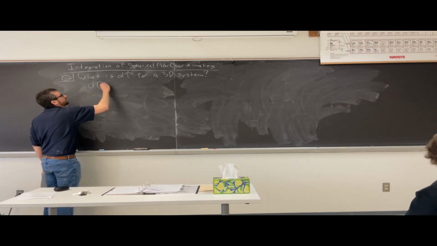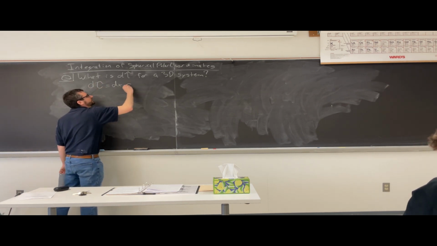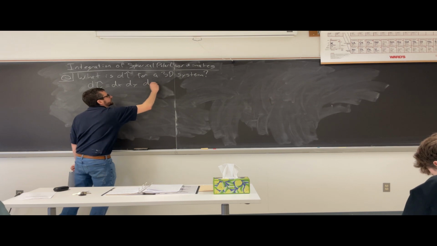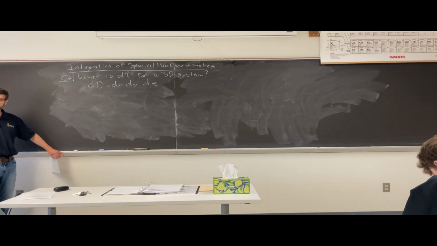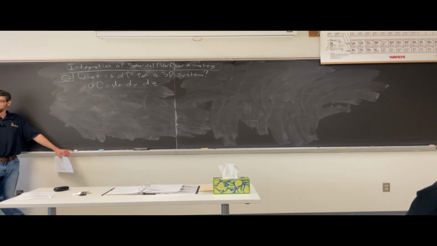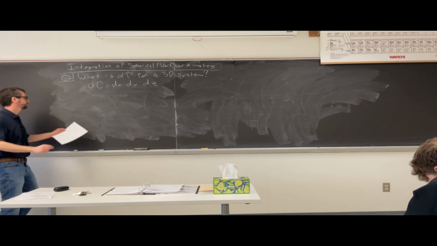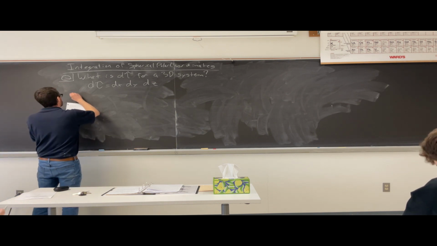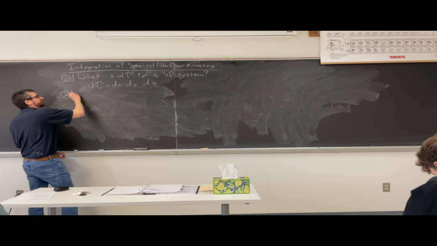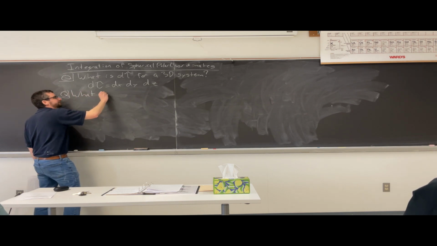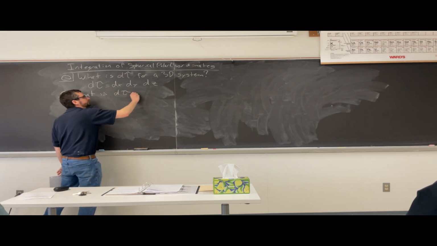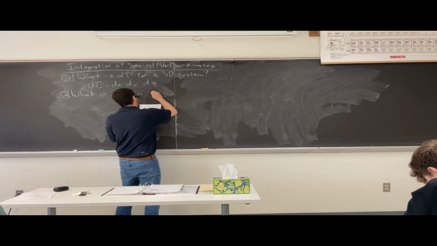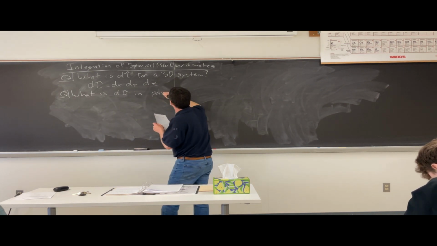Yes. Could be dx, dy, dz. And we've used that in the past for particle in a 3D box, right? However, we don't have the luxury of using that anymore. So my next question is what is d tau in polar coordinates?